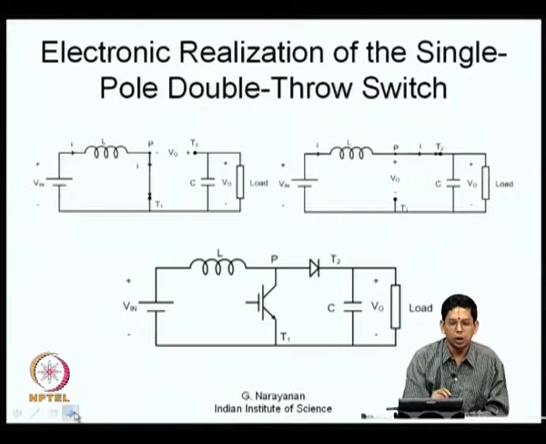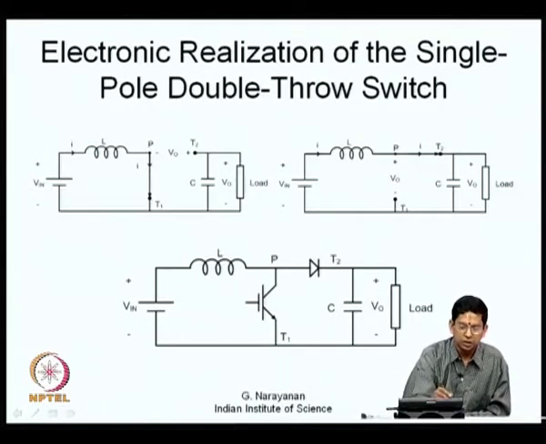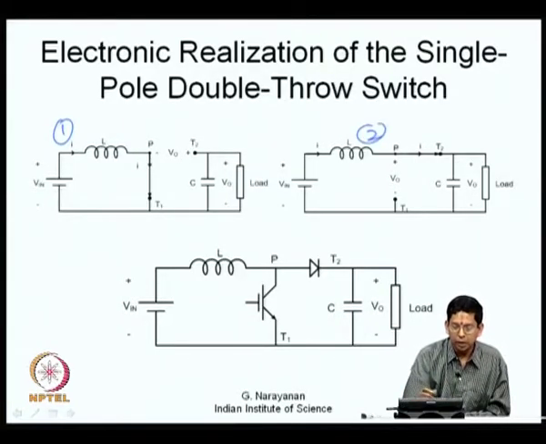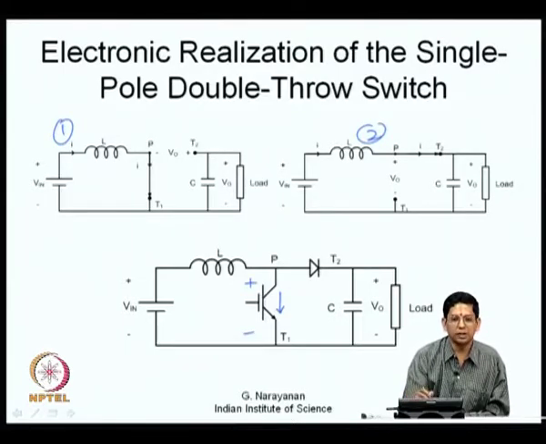From this, let us move on to an electronic realization of the single pole double throw switch. What I have done is, this is state 1, this is state 2, both have been indicated here. What you need between P and T1 is something that can conduct in this direction. So, you can use a transistor which conducts from its collector to emitter, and which has to block a potential of plus and minus polarity as indicated here. A transistor can block this potential with the polarity as indicated here when it is in the off state.